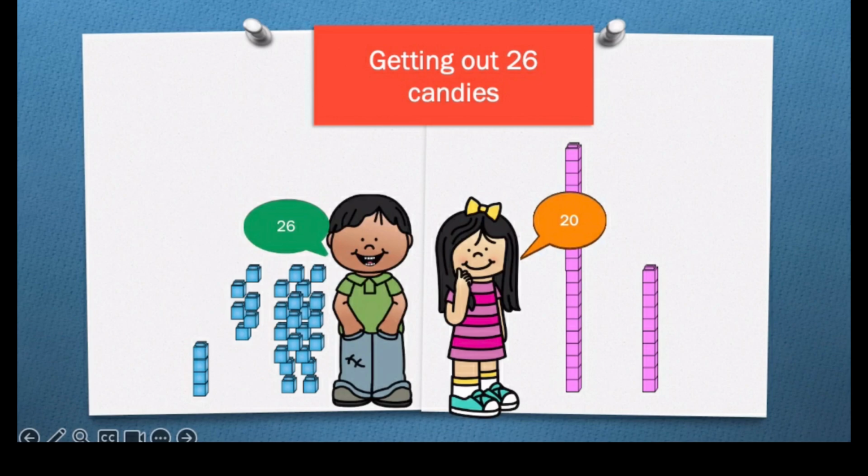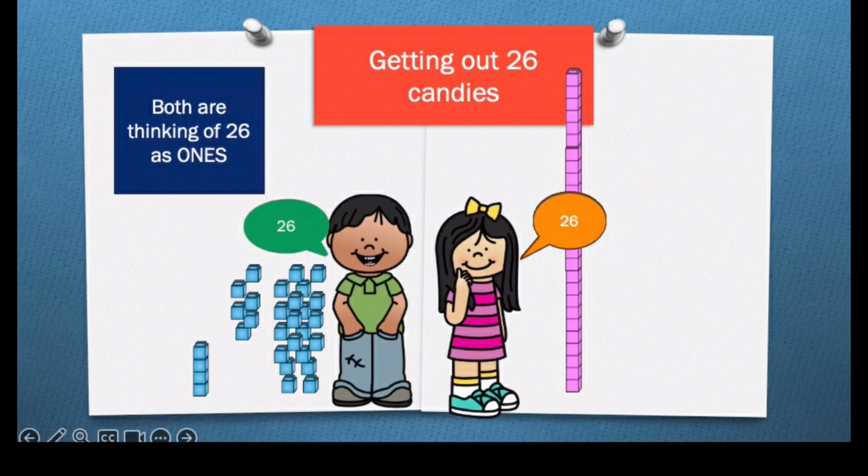She then gets out yet another stick of 10 and continues counting by ones, 21 and 22, all the way up to 26. And snaps these 6 cubes onto the long stick of 20 to yield a very long stick of 26 cubes. Danielle has a group of 26. Both Sam and Danielle are thinking of 26 as ones. The difference is that Sam has a pile of 26 ones, whereas Danielle has created a single entity, 26.